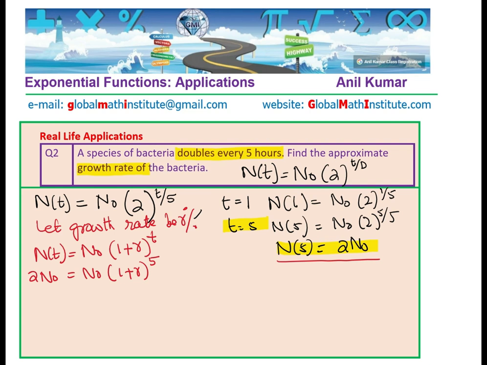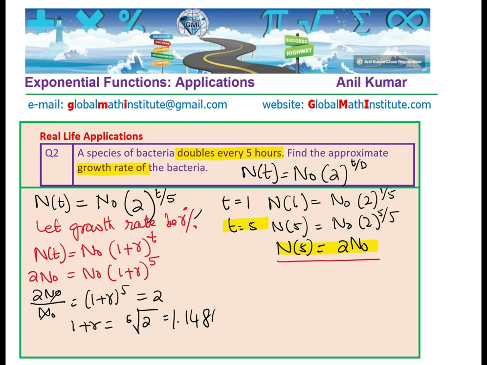And what do we get? We get 2n0 divided by n0 is equal to (1 plus r) to the power of 5. Now n0 and n0 cancel, so this is equal to 2. Is that clear to you? And therefore, we can write 1 plus r is equal to the fifth root of 2, right? So let's find the fifth root of 2. That means 2 to the power of 1 divided by 5.